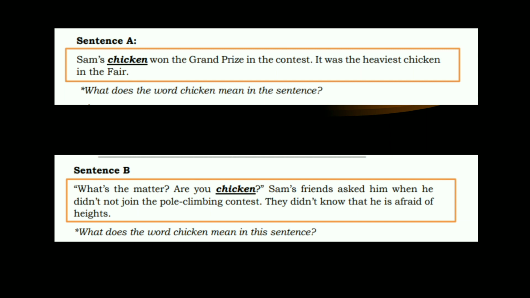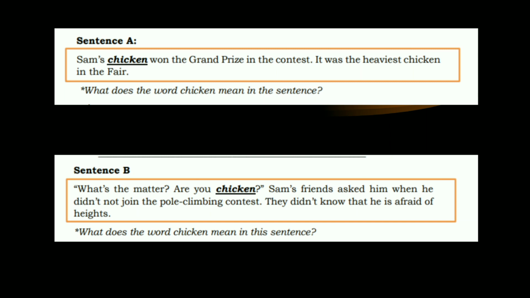So in sentence A, the word chicken means bird and it is the literal meaning of the word that you can find in the dictionary. So this is what we call denotation. In sentence B, this gives the meaning of the word chicken as afraid. So what's the matter? Are you chicken? So when we say chicken, it means afraid or coward. So it is the emotion associated to the word chicken, and this is what we call now connotation.